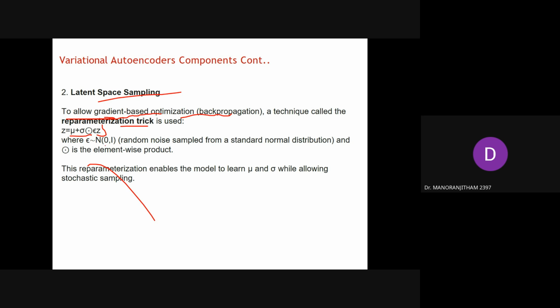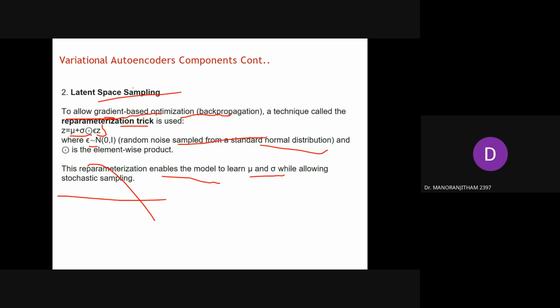Okay. So where epsilon is nothing but random noise sampled from a standard normal distribution, and the element-wise product symbol represents this reparameterization. In reparameterization, we are just using mu plus sigma, and then each element takes random noise sampled from a standard normal distribution. So it will enable the model to learn this mu and sigma while allowing stochastic sampling.